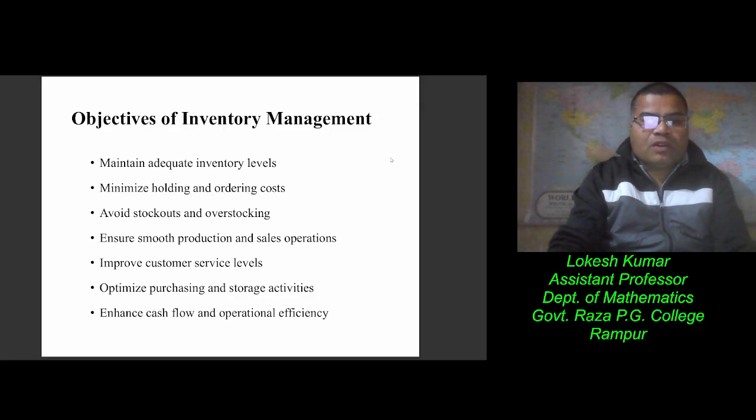To improve customer service level, optimize purchasing and storage activities, and enhance cash flow and operational efficiency. So these are the objectives of inventory management.